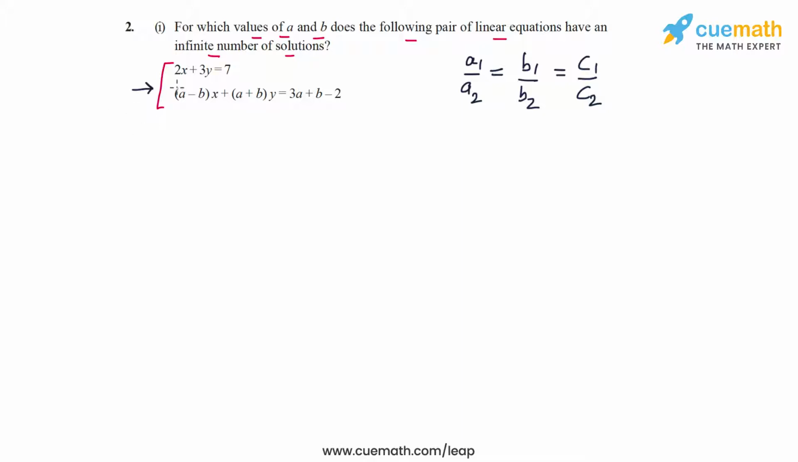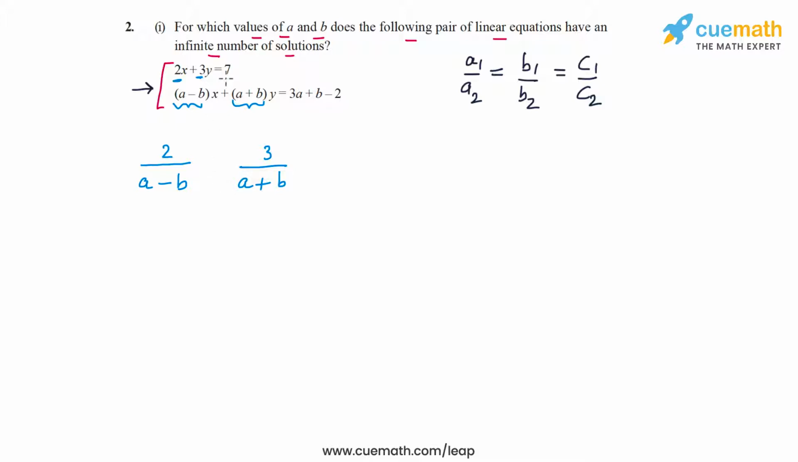So let's do that. The coefficients of x are 2 in the first equation and a minus b in the second equation. So a1 by a2 is 2 by a minus b. Then b1 by b2: b1 is 3 from the first equation and a plus b is b2 in the second equation. So we have 3 by a plus b, the ratio of the coefficients of y.